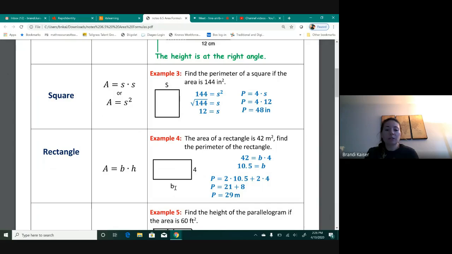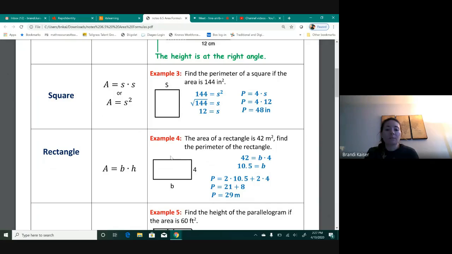Well, if I look in this picture, I don't have my base, but I do have my height. So I should be able to find that base. And once I have that base measurement, I'll be able to add all my sides together. So 42 equals b times 4. If I divide by 4, b should be 10.5. So this base side right here is 10.5, or 10 and a half.